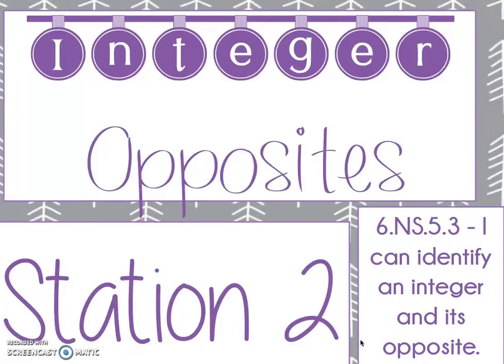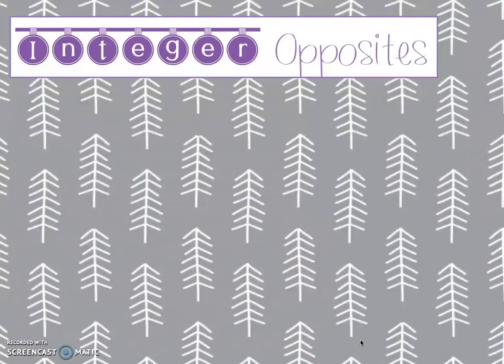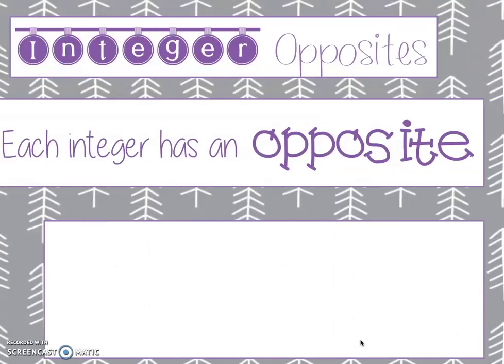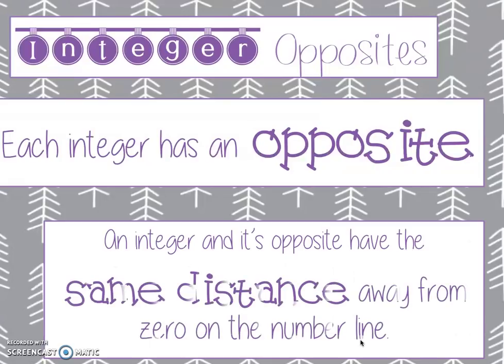All right, so station 2. The next target we're going to look at is integer opposites, and they're so easy. You guys are going to be so excited. So our target for this is just that I can identify an integer and its opposite. So each integer has what's called an opposite, so fill that in on your notes paper. An integer and its opposite have the same distance away from 0 on the number line.